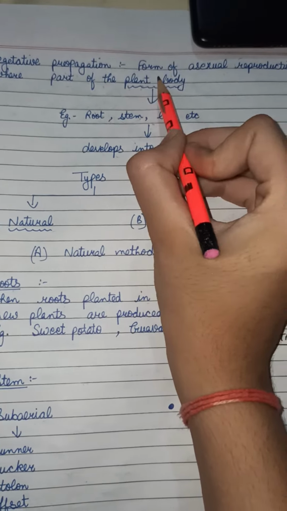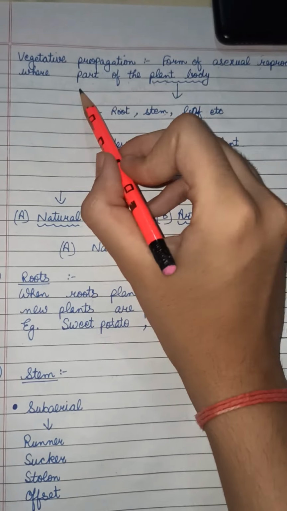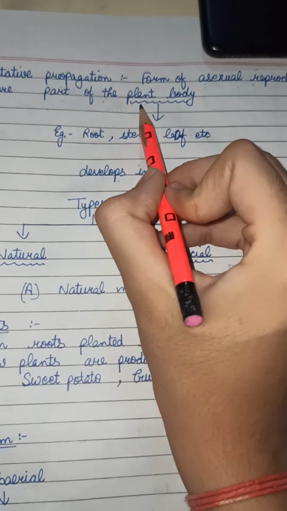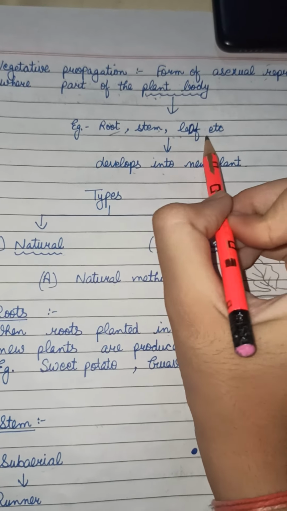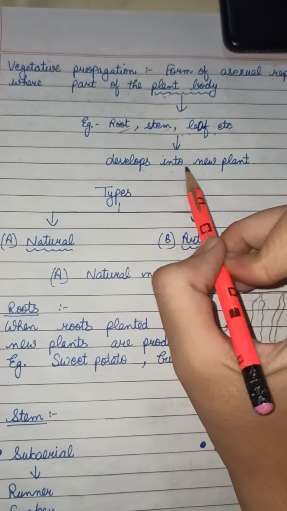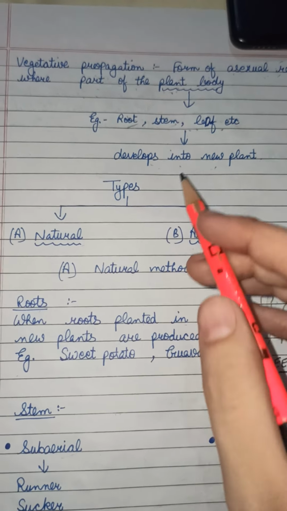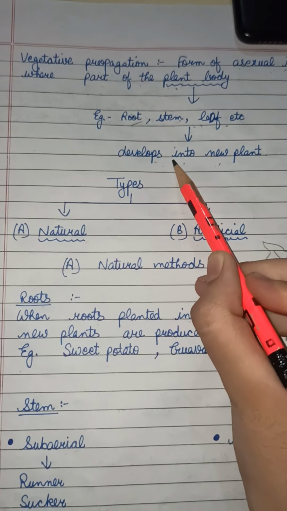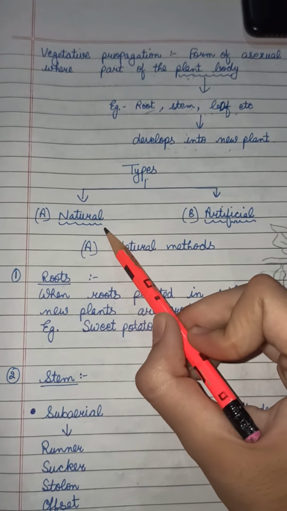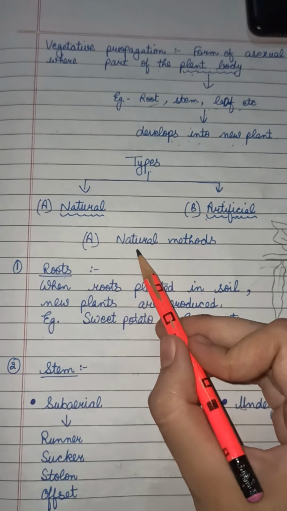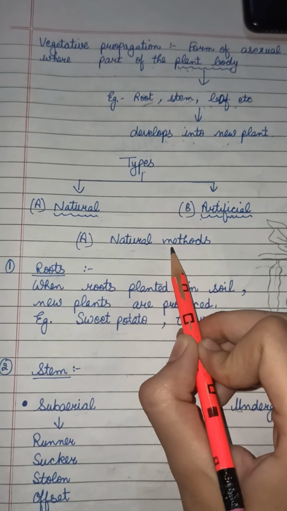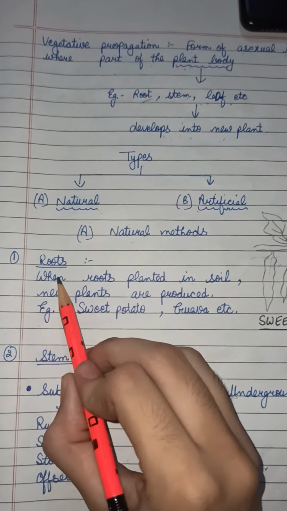It is a form of asexual reproduction where a part of a plant body, which part, that is root, stem, leaf, etc., develops into a new plant body. So this is our vegetative propagation. Now its types are natural and artificial methods of vegetative propagation. Firstly we will study about natural methods, that is, first is root.